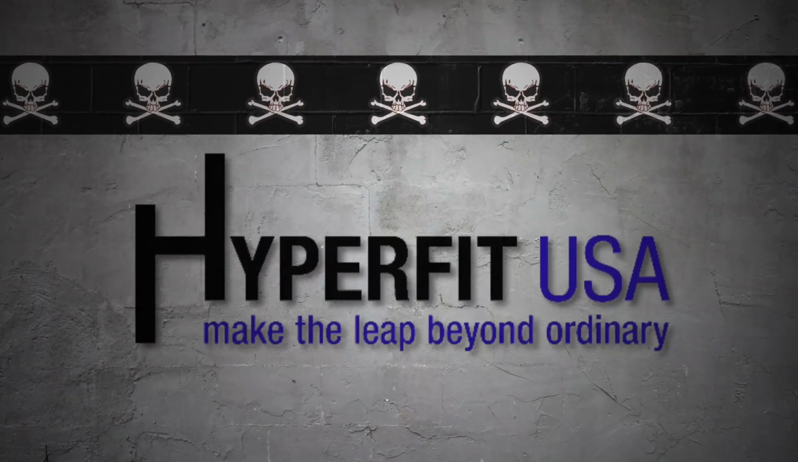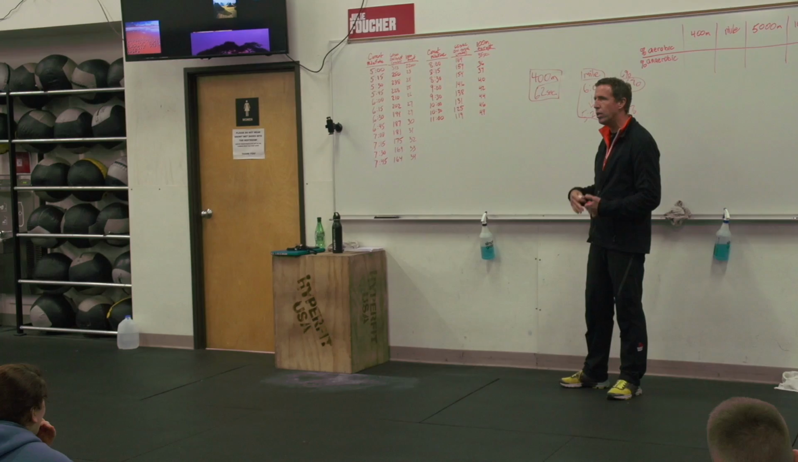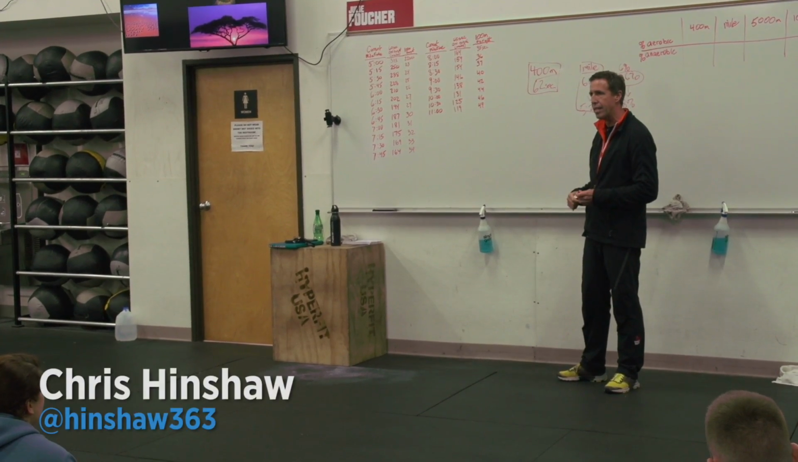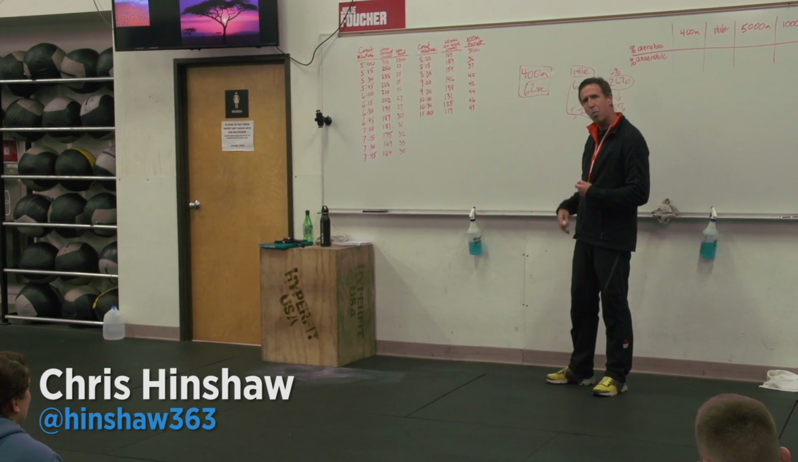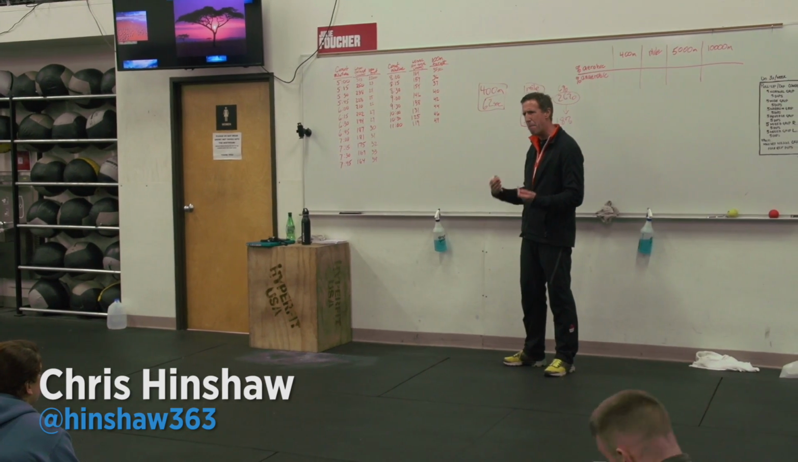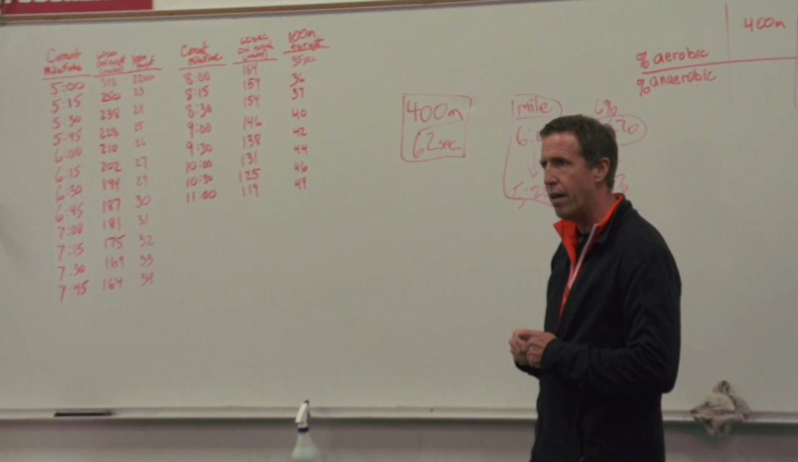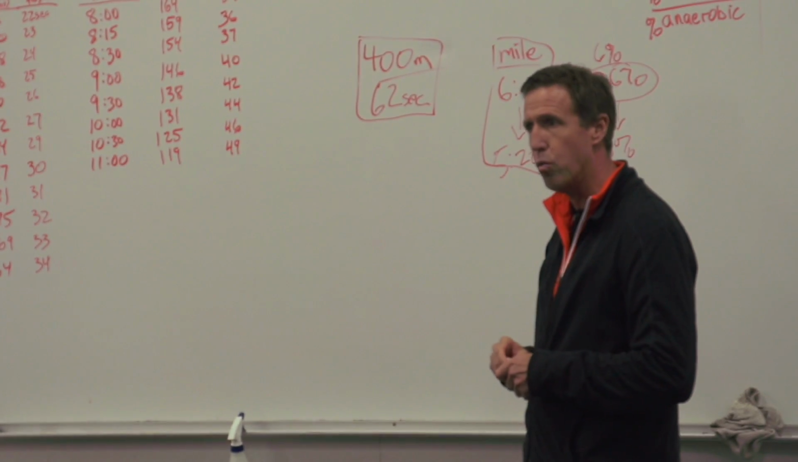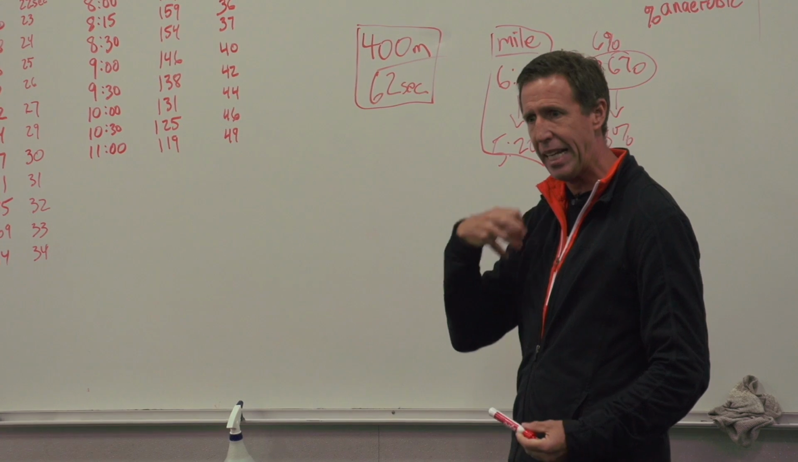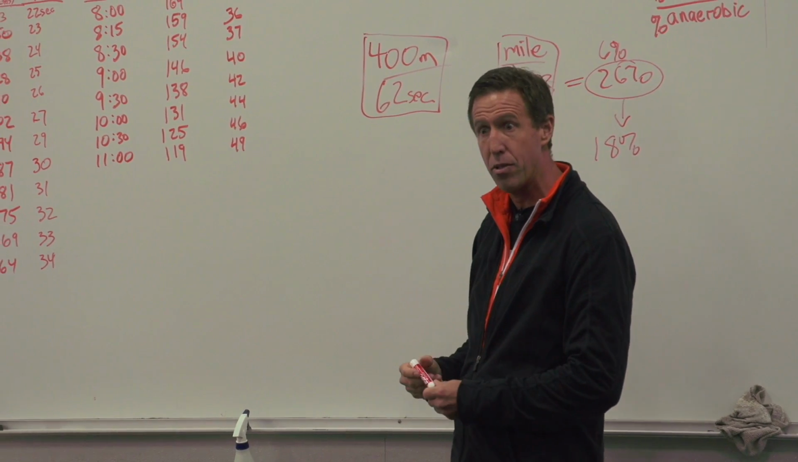CrossFitters are really good at running a 400. They've got an incredible aerobic capacity from all of the high intensity that they're doing in the gym. But one of the things that we must do is create balance. What they're forgetting is the importance of the aerobic side of the equation, aerobic efficiency, the ability of taking oxygen in and processing it through your muscles.